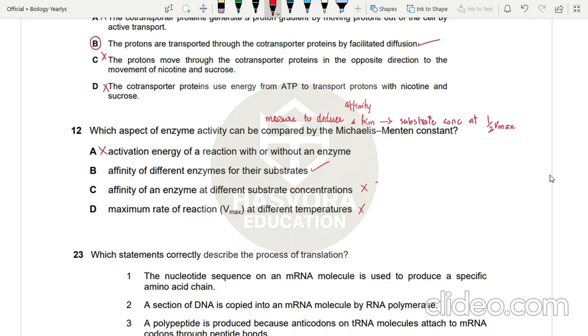This is incorrect because the affinity doesn't depend on factors like pH, temperature, and substrate. However, we can say that it can be used to deduce the affinity of different enzymes for their substrates. So B can be the answer.